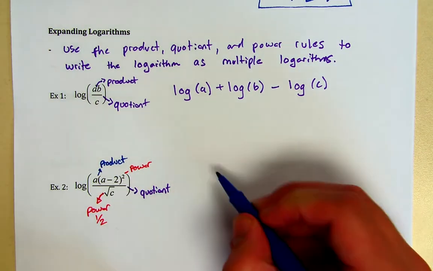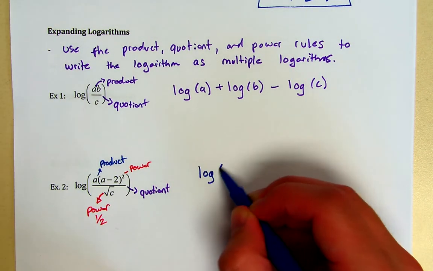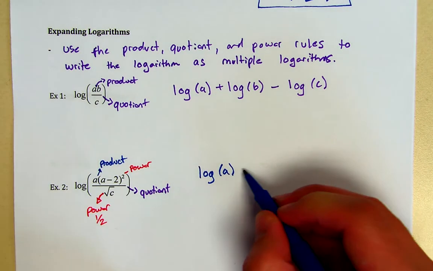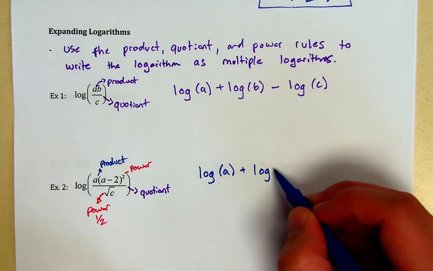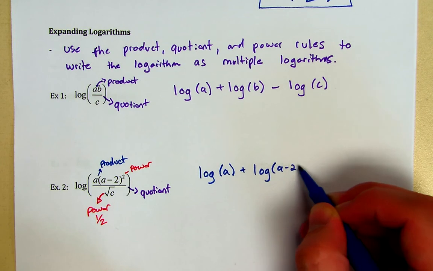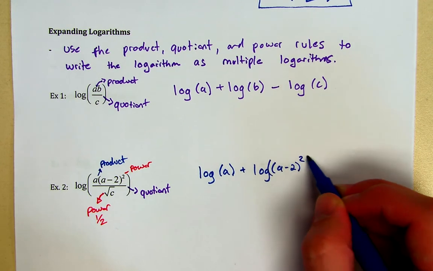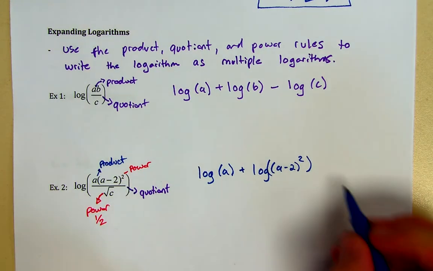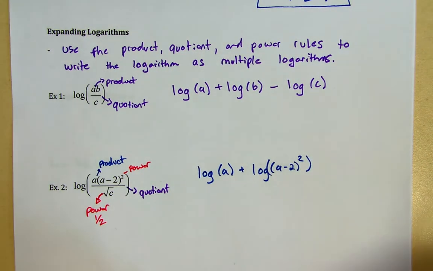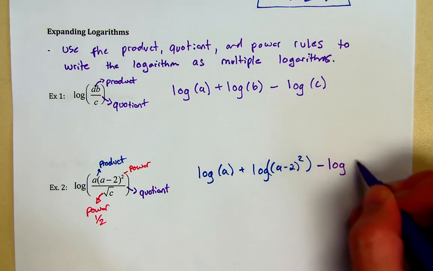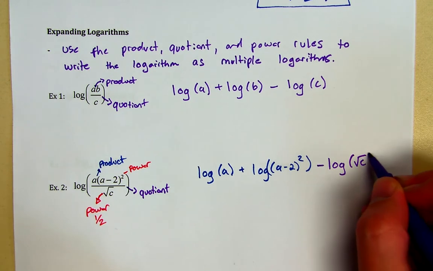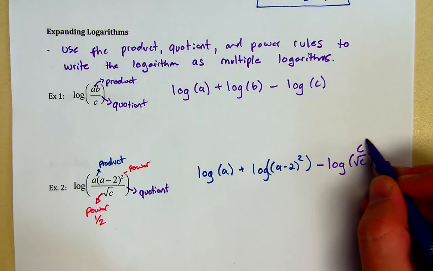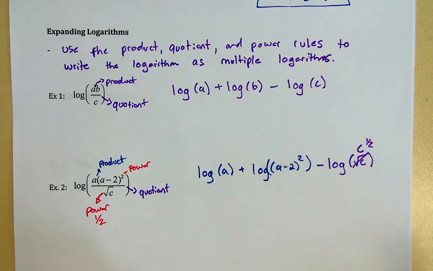So we have log of A, and then we need to add it to log of A minus 2 squared. And we have a quotient, so I'm going to subtract log of the square root of c. Or again, this could be c to the 1/2. So I can put c to the 1/2 here instead.